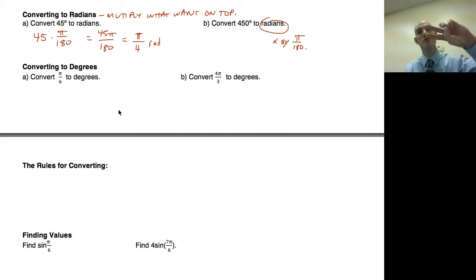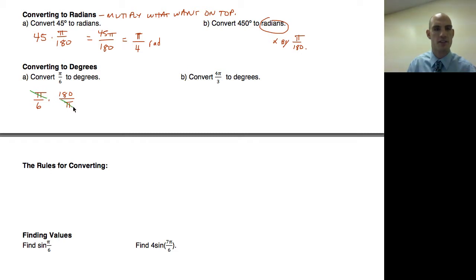When we convert to degrees, we're going to flip that ratio. So if I have pi over 6, and I want to go to degrees, I want the 180 on top, because the 180 is the degrees part. And so you're going to see what happens here. Well, the pi's cancel out. So I have 180 over 6, which gives me 30 degrees. Do the same thing here. Multiply by 180 over pi.